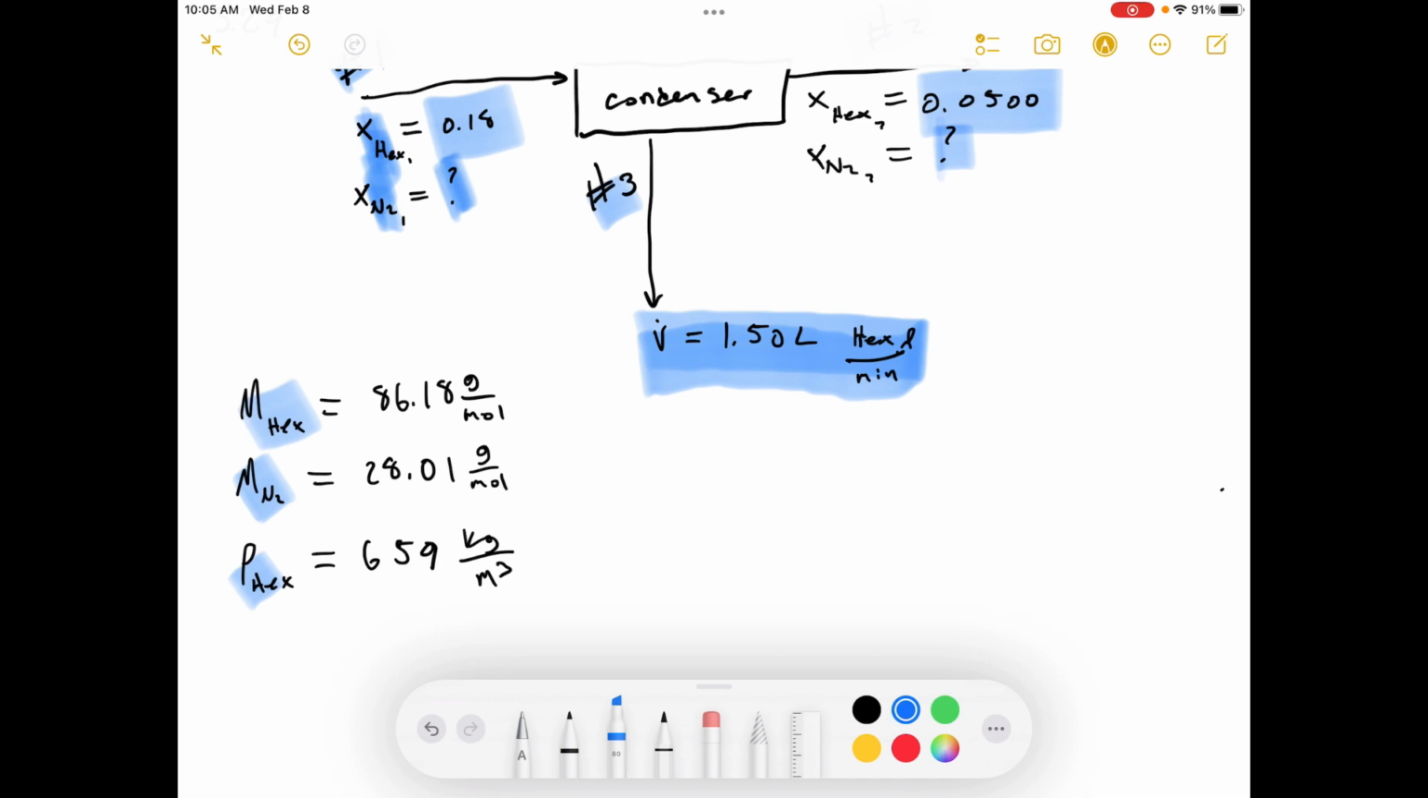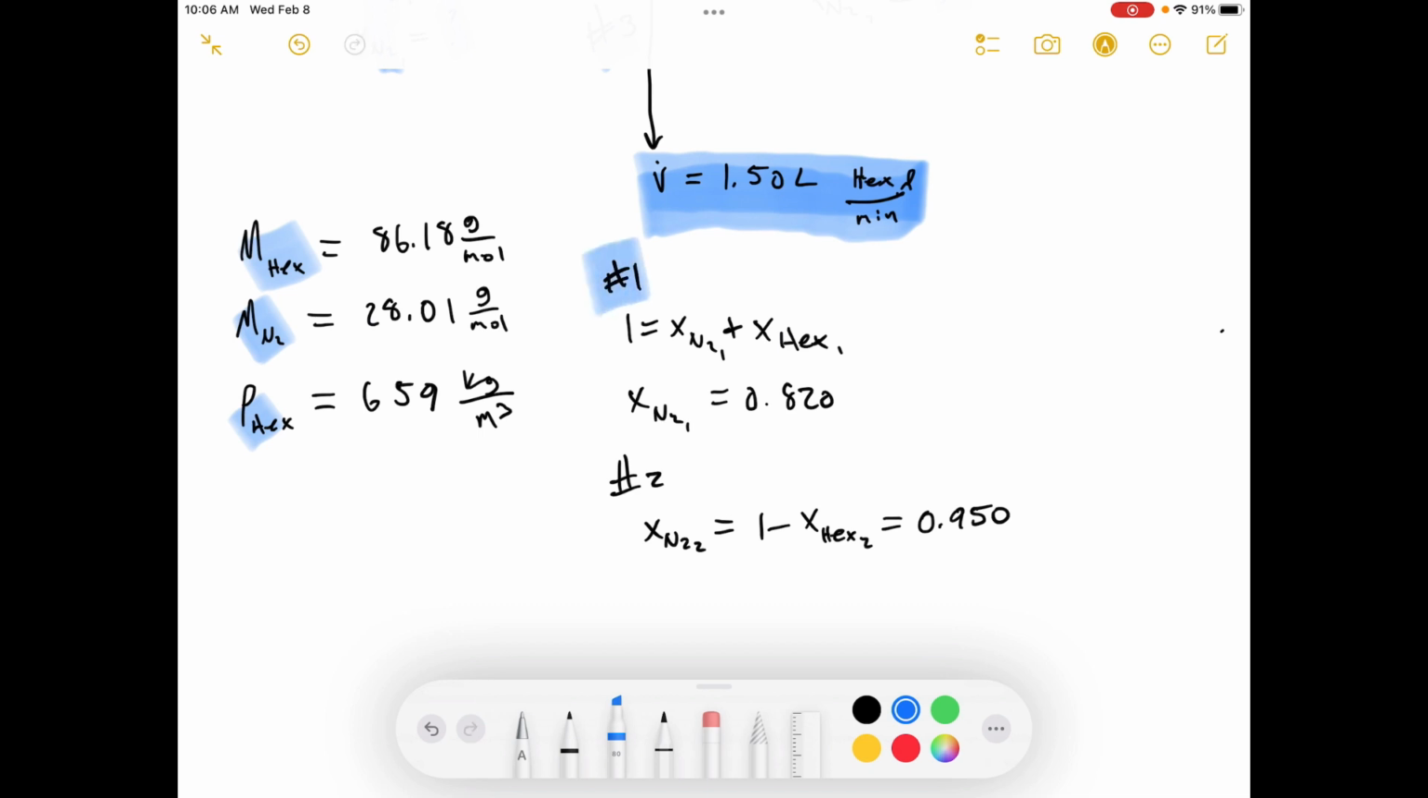Now, let's calculate what our mole fraction is for the nitrogen in both streams. All right, so for stream 1, our nitrogen mole fraction is 0.82, and that's because, like I said before, this is the relationship with all of the mole fractions. When you add up all the mole fractions together for a certain stream, they should equal 1. And same thing for mass fractions. And then we do the same thing for stream number 2, and we get 0.95.